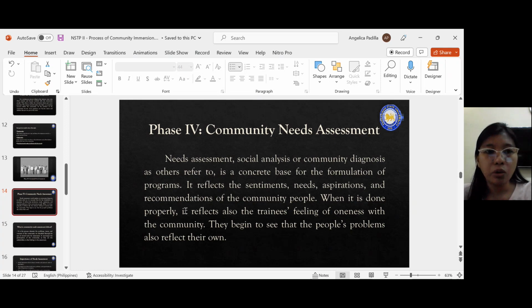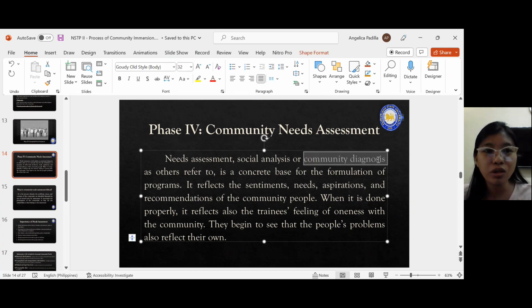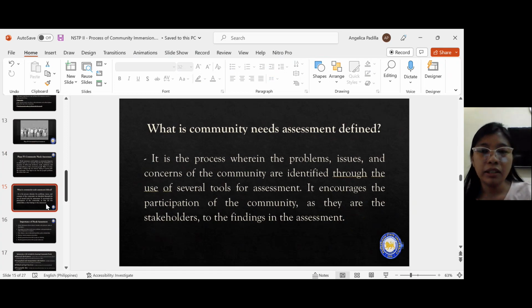Itong community needs assessment, ito nga yung ipapasagot natin sa mga residente ng chosen barangay natin para ma-identify natin kung ano yung kanilang needs, kung ano lang kanilang pangangailangan. Community diagnosis, we are going to diagnose the problem in that certain barangay or in that certain area or place. Okay? So what is community needs assessment?